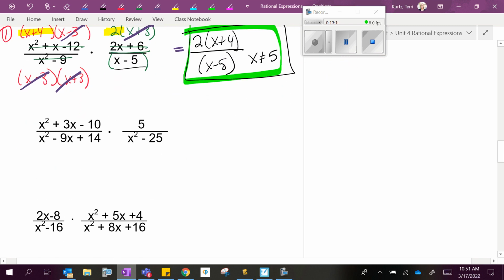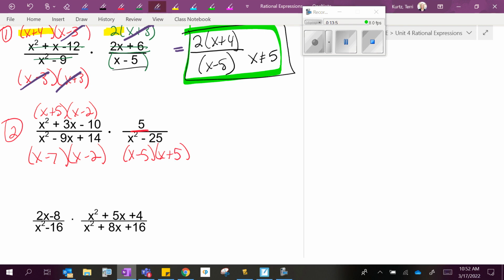Let's try another one here. So if I look at this one, I want to factor the top. What multiplies to negative 10 and adds to 3? x plus 5, x minus 2. What multiplies to 14 and adds to negative 9? x minus 7, x minus 2. Can't do anything with this 5. X squared minus 25, I get x minus 5, x plus 5.